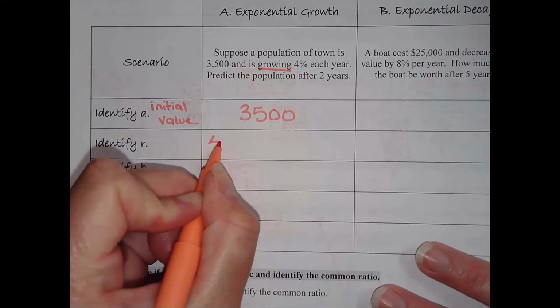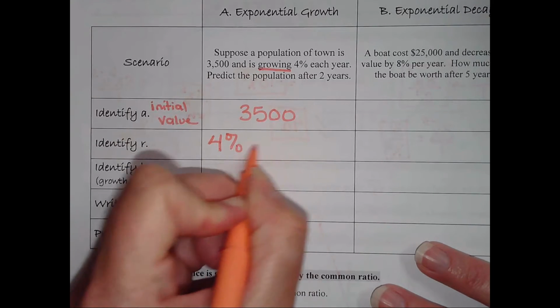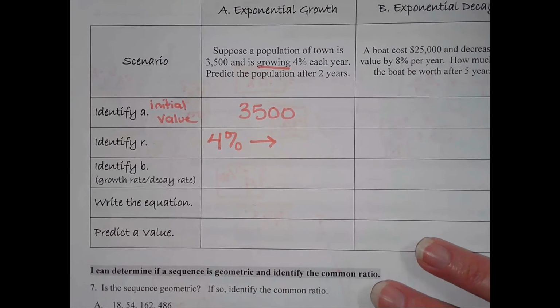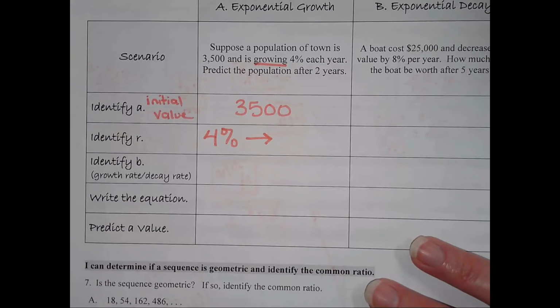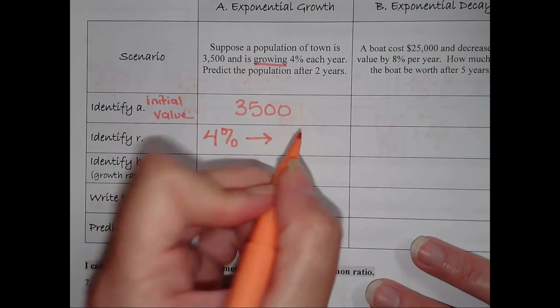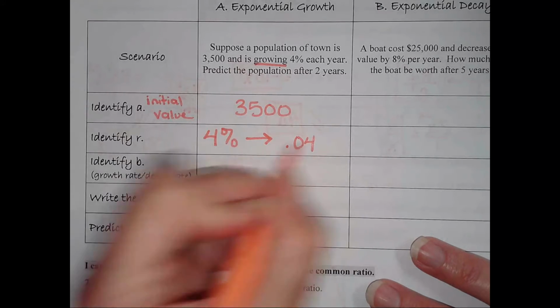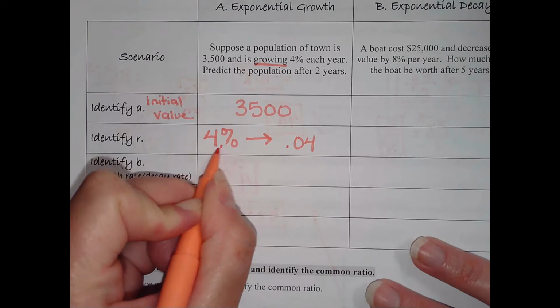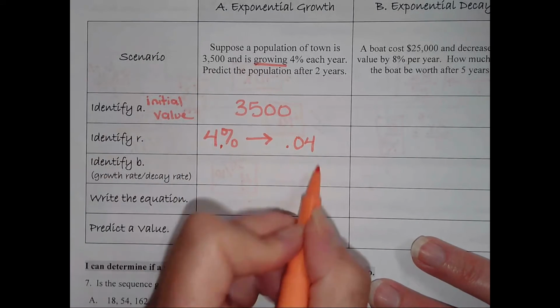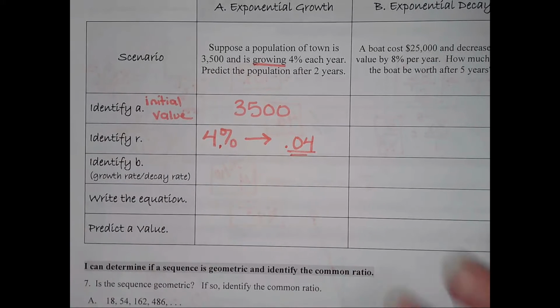4%. But when we plug this into our equation, how do I plug 4% in? 0.04. Good. The decimal is right here, and you move it 2 places to the left, and you end up getting 0.04. You cannot use just 4% in your problem. You have to actually convert it to 0.04.